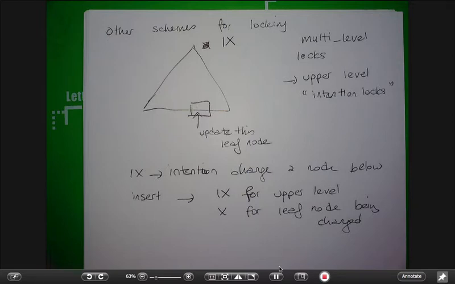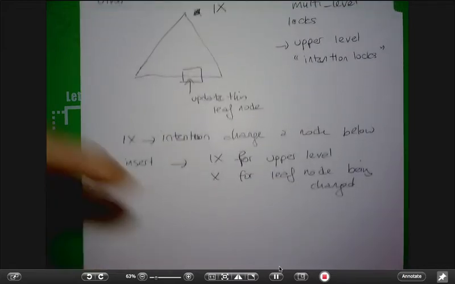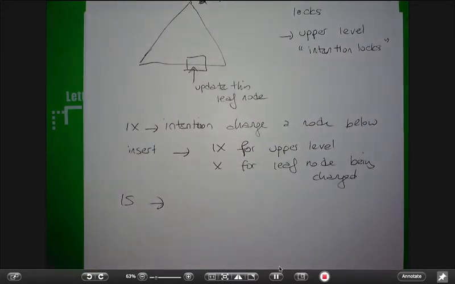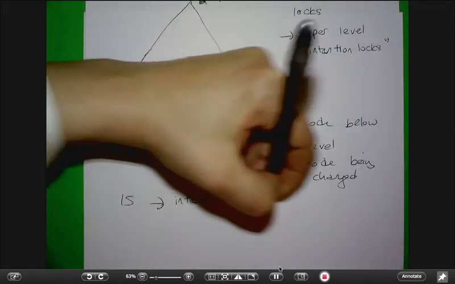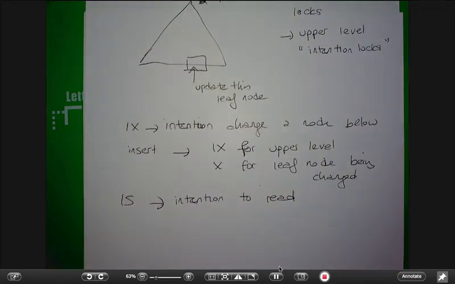The other thing is that if you're just reading, then you're going to lock the root node and internal nodes with an IS. So that means intention to read. So if you're going to read a certain node from the index, then you basically lock the root with an IS, and then the leaves with just S.